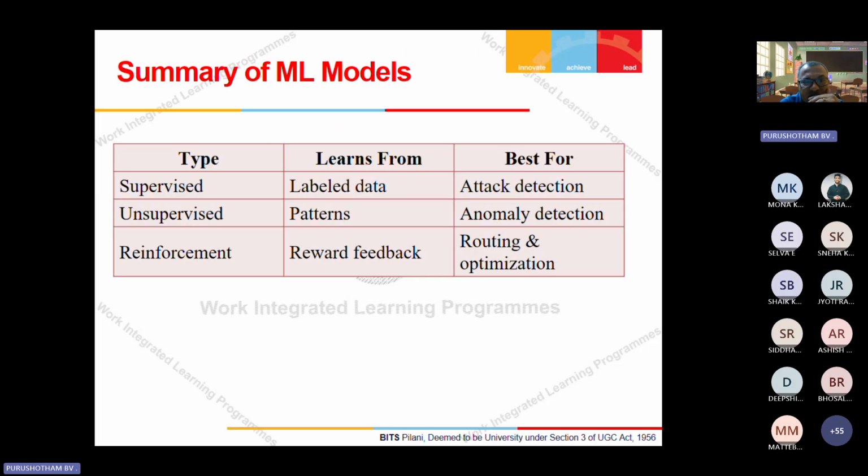So the summary includes supervised, unsupervised, and reinforcement learning. Supervised learns from labeled data. Unsupervised learns on its own the patterns. In reinforcement, reward feedback is there, and based on that it learns. Supervised is best for attack detection. Unsupervised is best for anomaly detection. Reinforcement is best suited for routing and optimization.